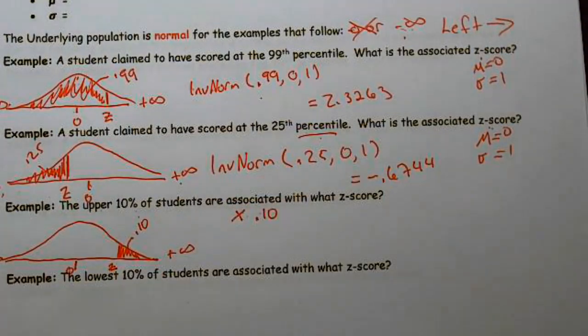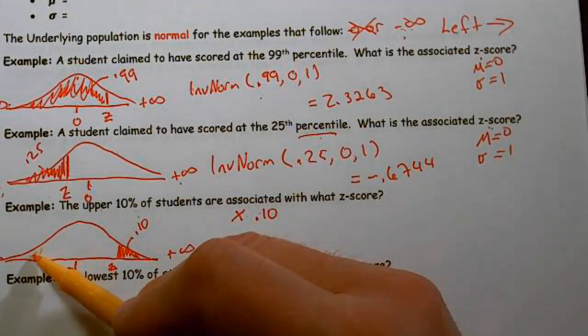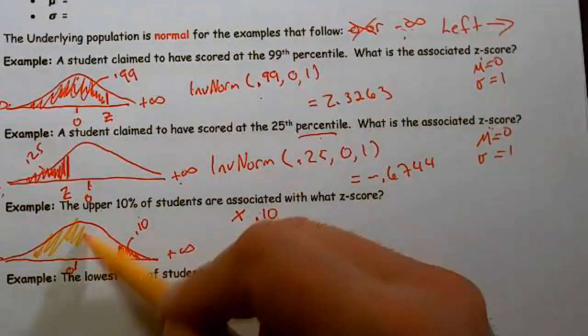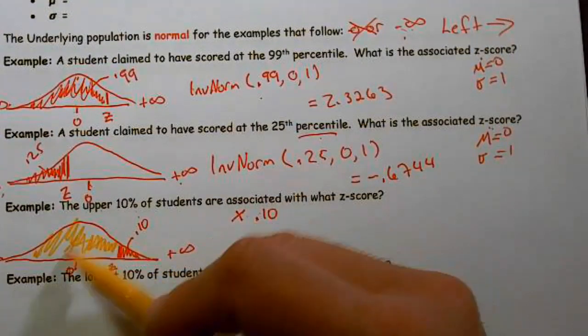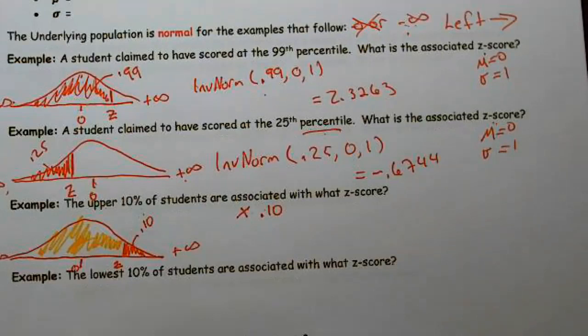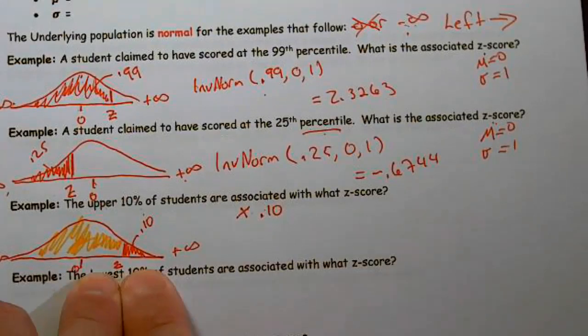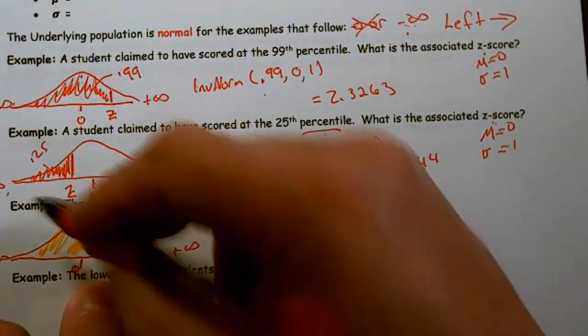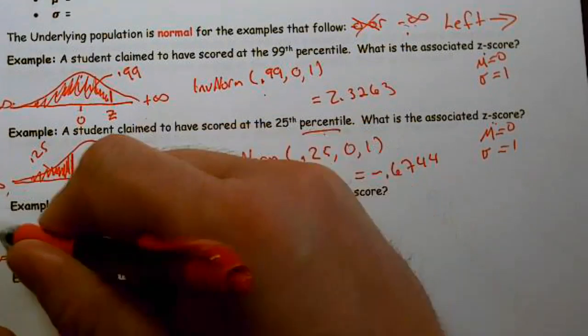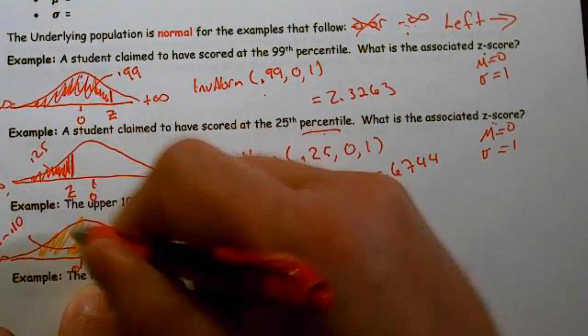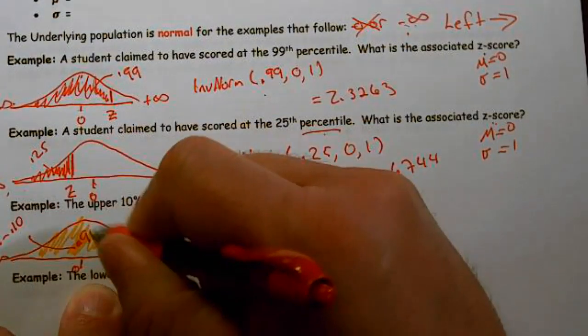Now, the reason this is tricky is because the calculator is working from left to right, so it's going to give you this area right here. If I put in 10%, I'm going to get a negative z-score. Well, clearly we're above 0, so we need a positive z-score. So that means I need to work with 1 minus 0.10, which in this case is 0.90.